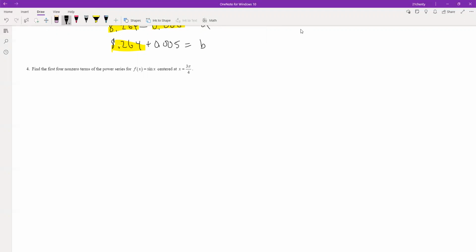So instead, let's just write out the first 4 derivatives, and then the derivatives at 3 pi over 4. So f of x equals sine of x. The first derivative of that is cosine x. The second derivative, negative sine x. The third derivative is negative cosine x. Now we'll say x equals 3 pi over 4.